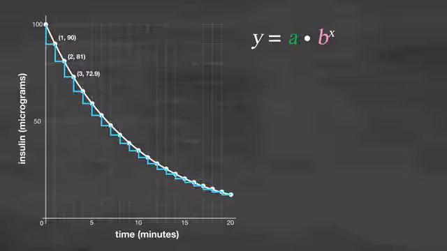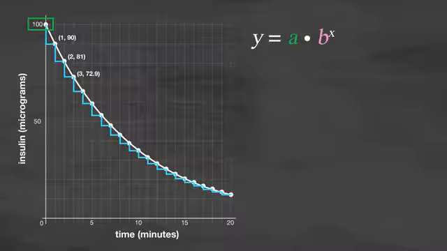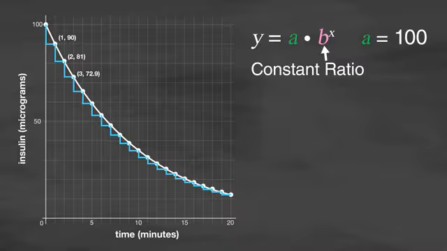From this graph, you can see that the y-intercept is 100. This is the a value in the equation. The b value is the constant ratio. Since this scenario is actually exponential decay, we expect b to be less than 1.